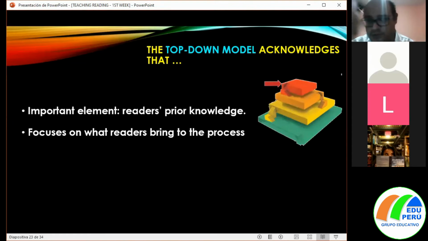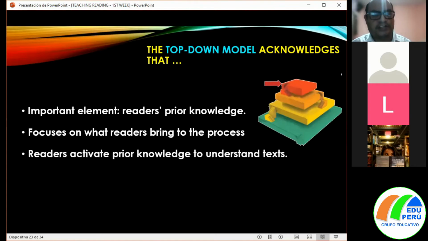Now remember that we have these two aspects. It focuses on what readers bring to the process, what they have, what they bring when they are going to read something. They know something, they bring something. And this is the most important here. Readers activate prior knowledge to understand text. So they activate their schemata to understand the text.